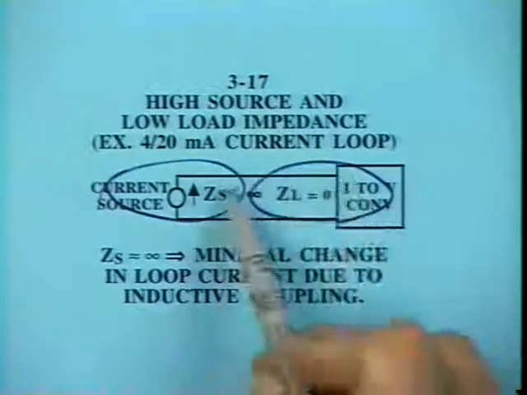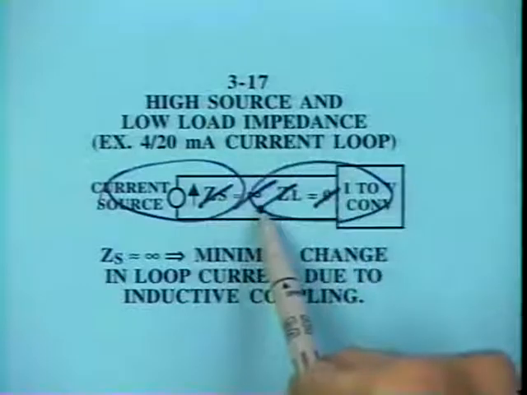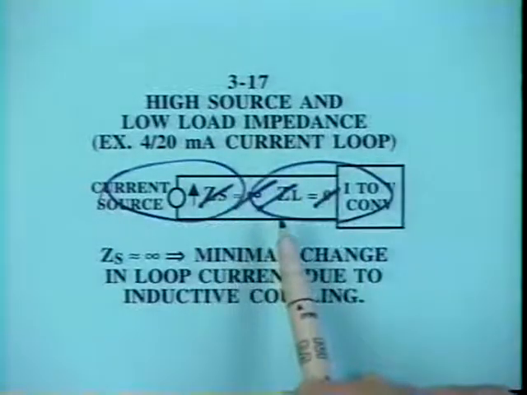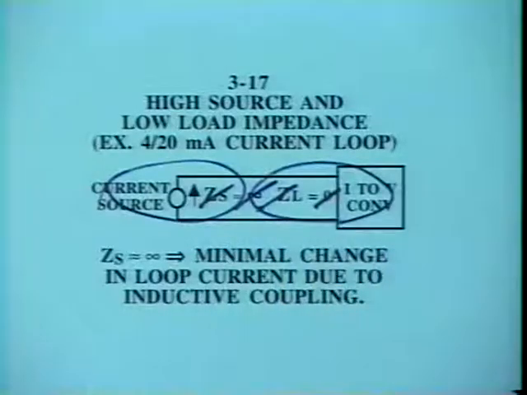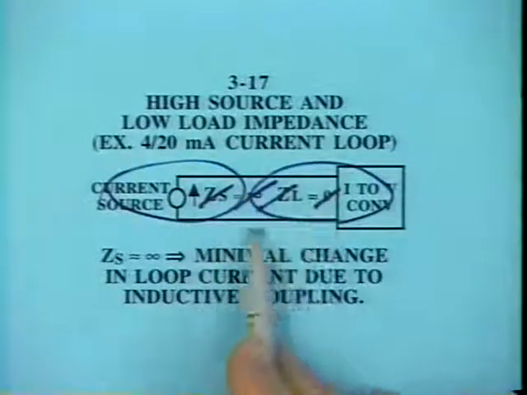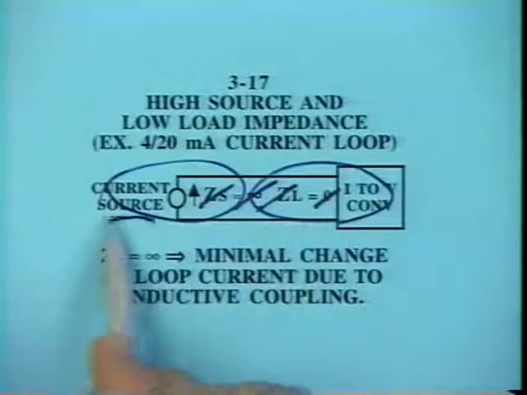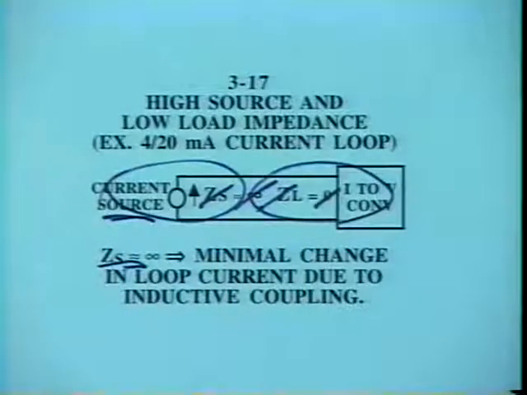Look at this loop right here. Supposing there was a magnetically induced voltage in that loop. Would that induced voltage cause the loop current to change? See, we're not concerned about how much voltage is induced. We're only concerned about the change in the loop current because the signal is in the form of current. But the magnetically induced voltage does not cause much change in current because we've got a current source. We've got a very high impedance current source.